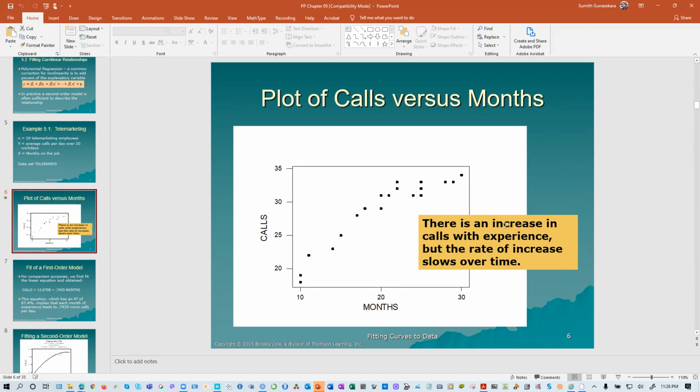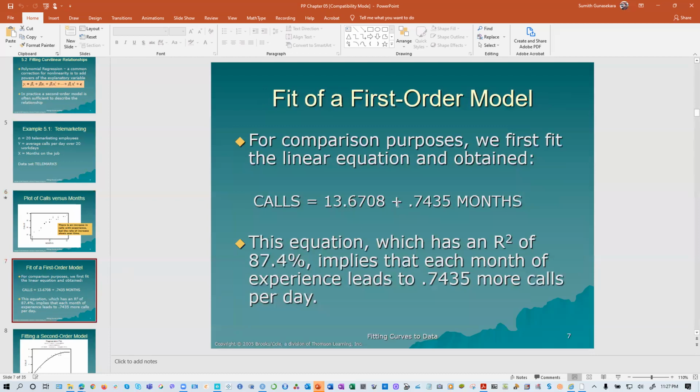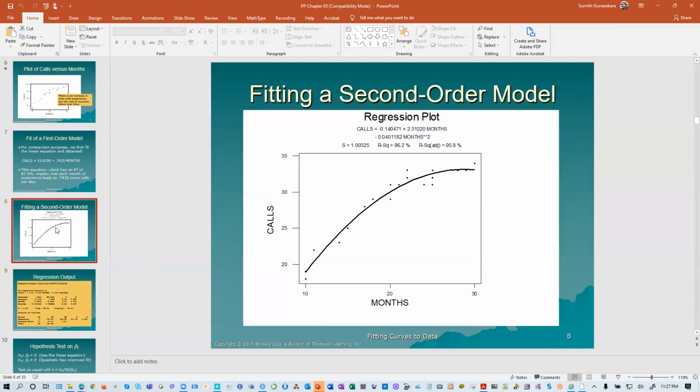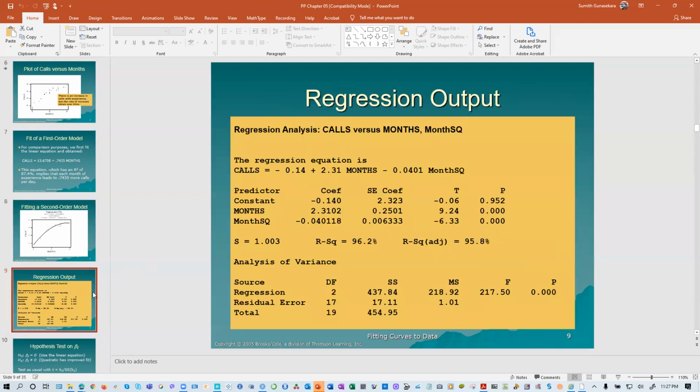See, there's an increase in costs with experience, but the rate of increase slows over time. That's because in this practical application it flattens out over here. This can be easily modeled with something like a parabolic shape. How do you get the parabolic shape? You take the months plus you add the month squared. See, you get the month squared. So something like that.